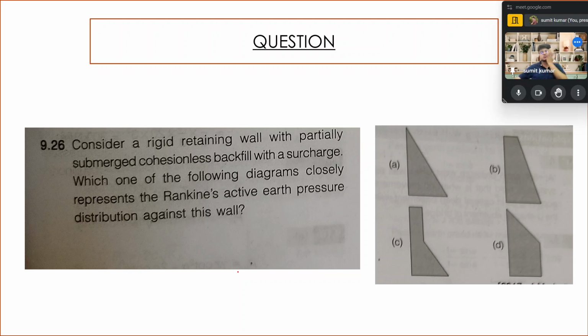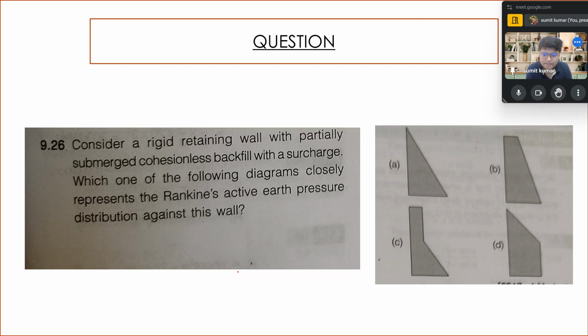Okay, so the question states that we consider a rigid retaining wall with partially submerged cohesionless backfill with a surcharge. Which one of the following diagrams closely represents the Rankine active earth pressure distribution against the wall? Okay, so it is saying that a surcharge is there.